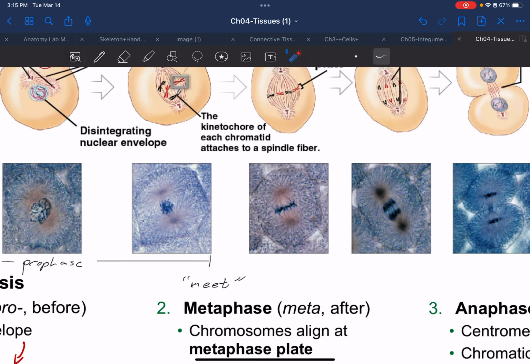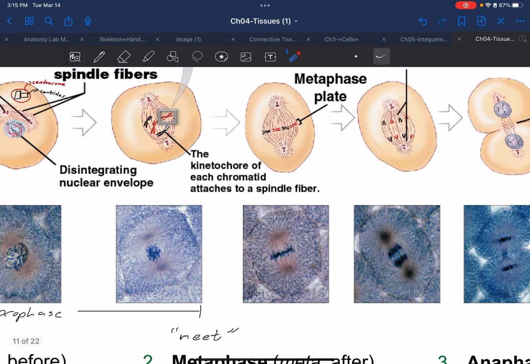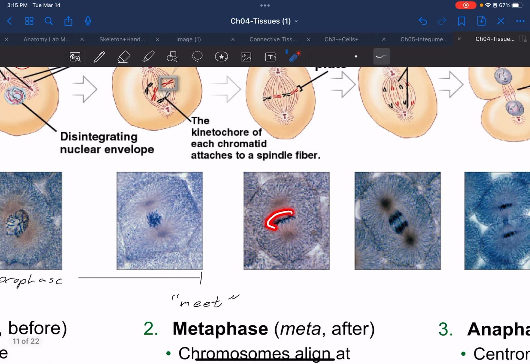And so you can see that down in the center here of these cells that the chromosomes were pushed down to the center in what we refer to as the metaphase plate, which is sort of this midline down the center of both of these dividing cells. And so that metaphase plate, again, will have the chromosomes in one line. And you can see that here on this image, that's our metaphase plate.